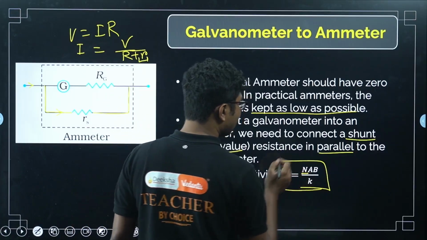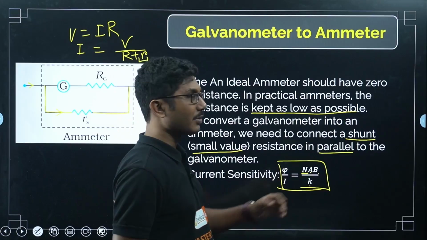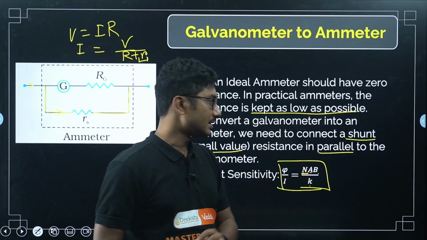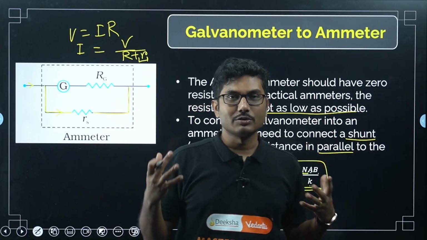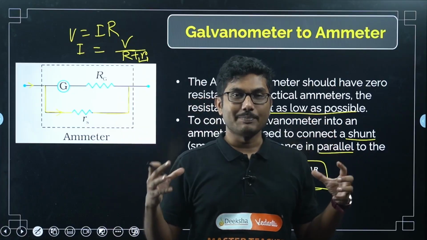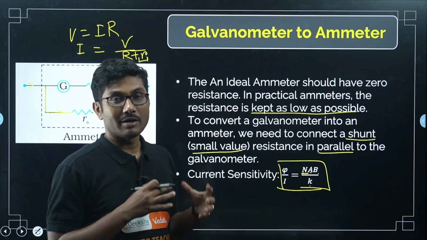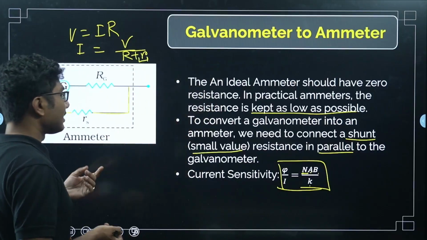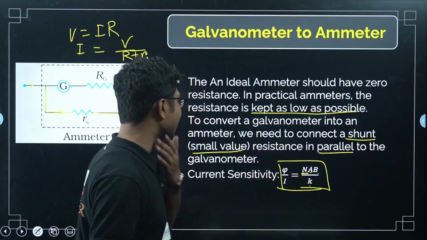So current sensitivity depends on 3 things: N, A, B. K is basically a constant. You can increase the number of turns to increase the sensitivity, and you can increase the area to increase the sensitivity, but if you increase the area, your ammeter size will be very big. So that is also not possible. Similarly with B, if you can use a very powerful magnet, then your device will be highly sensitive. If you cannot use that, then your device will not be that highly sensitive, right? So these are the few things that you need to consider. Number of turns is the easiest way to increase the current sensitivity.